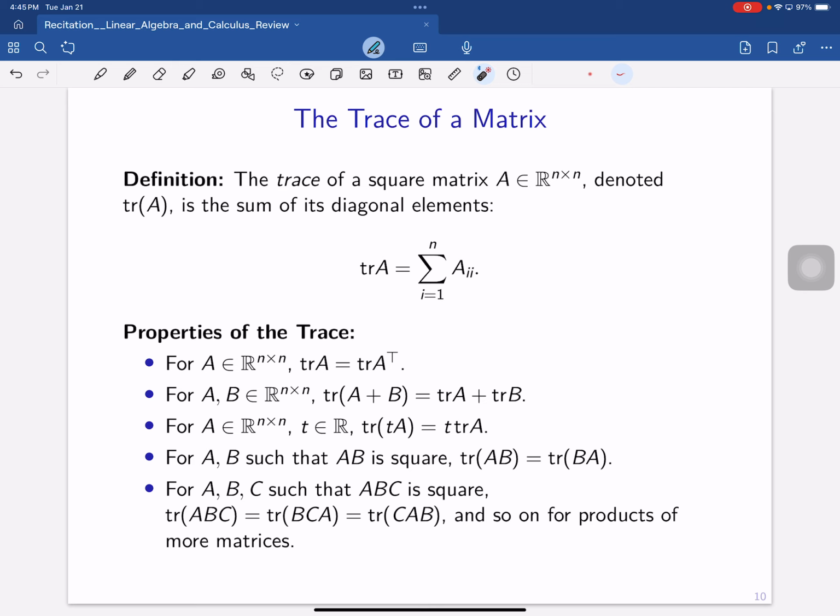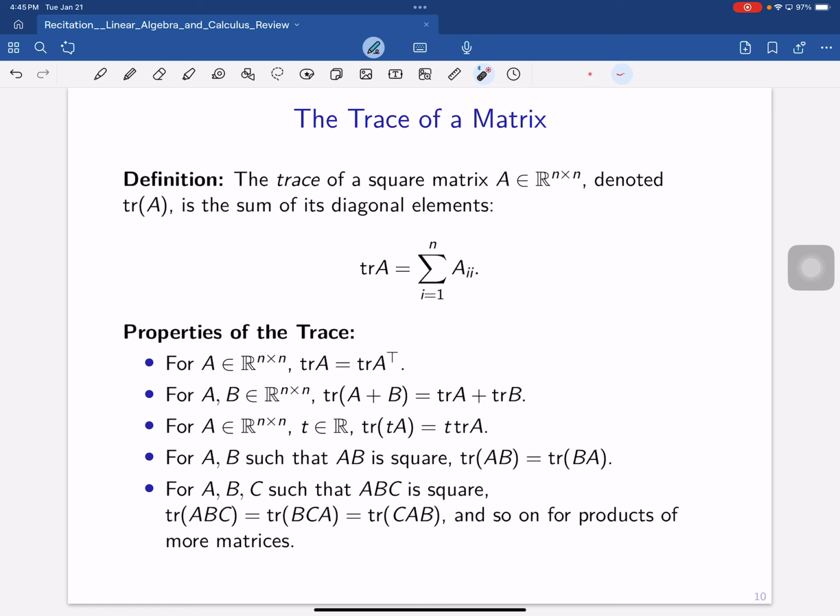Of course, the trace of A is equal to the trace of A transpose. And the trace is like a linear operator. You could separate A and B. And then if you have a scalar t times A, you can take the scalar out, right? Because you are essentially summing over the diagonal elements.